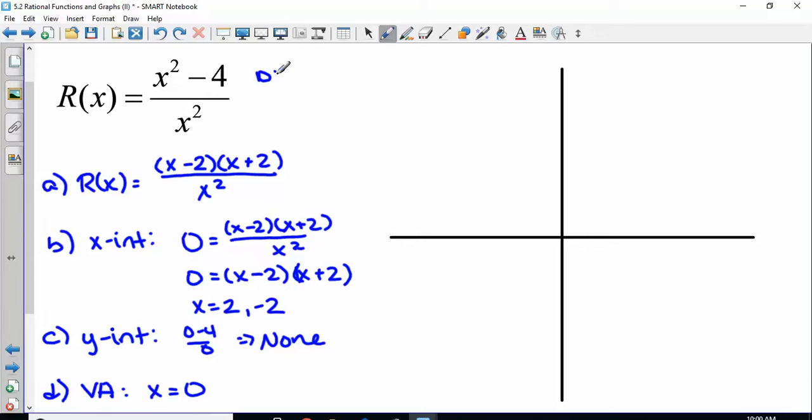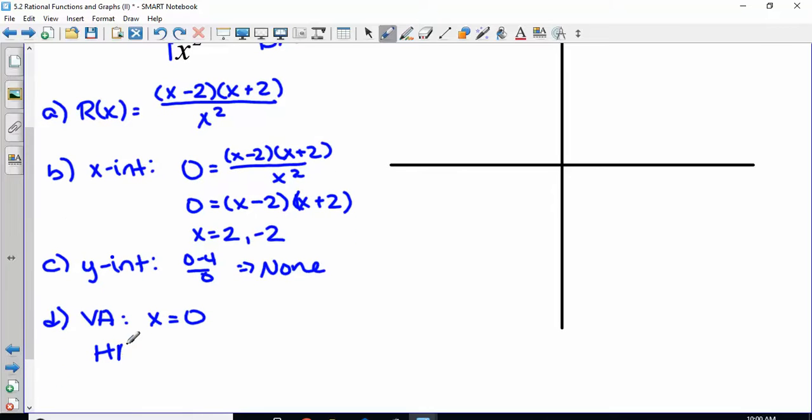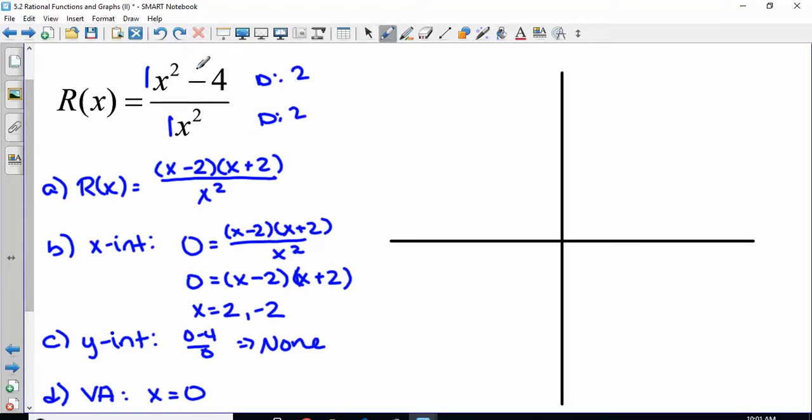Then we have to decide if it's horizontal or oblique. What is the degree of the top? 2. And the bottom? 2. So if it's the same degree, we said horizontal. It'd be divided. So 1 over 1 is 1. Why is it 1? When it's the same degree, you divide leading coefficients. So 1x squared over 1x squared, 1 over 1. Where's the negative 4 go? It's not the leading coefficient, so we just don't use it.